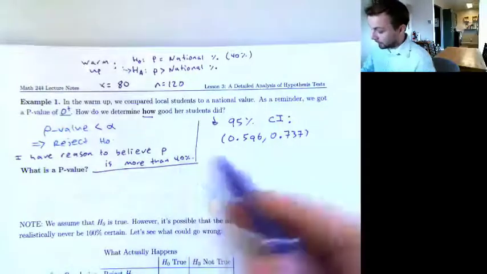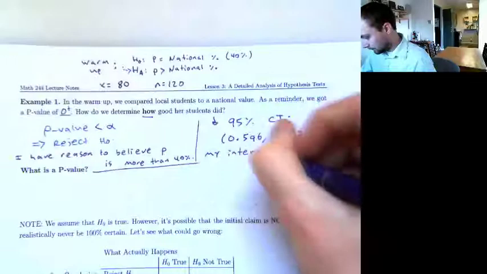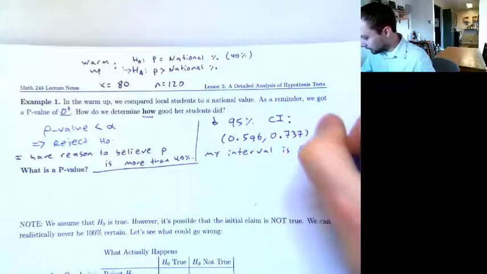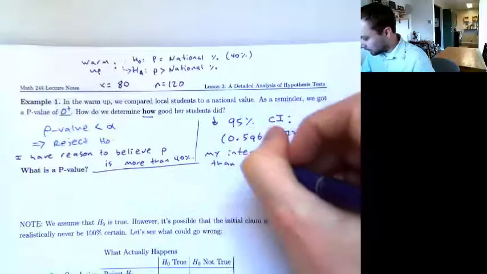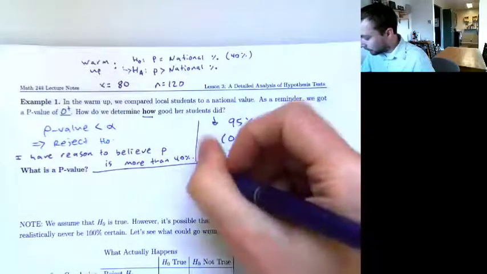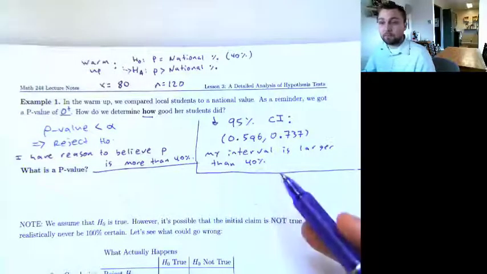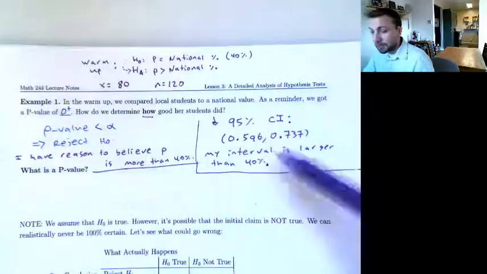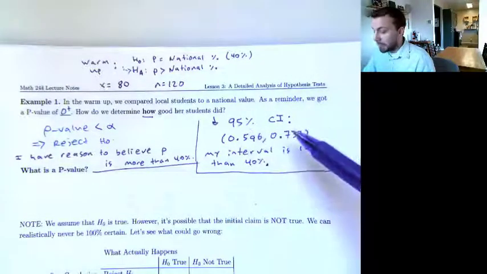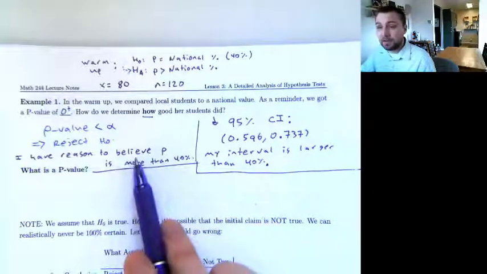If you'll notice, my interval is larger than 40%. Both the low number and the high number of my interval are bigger than 40. Why is this a big deal? Well, this tells me I have reason to believe that the actual success rate is more than 40%. That's the same thing as my conclusion over here for this hypothesis test.